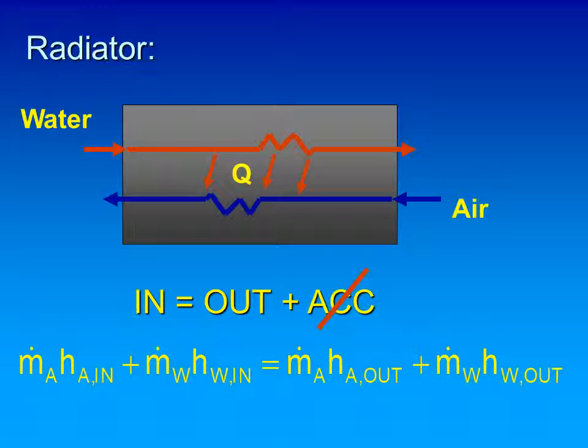So the energy balance becomes, if I neglect the changes in velocity of the water and the air, and they're fairly small, then the energy per mass of air is the enthalpy. So the mass of the air times the enthalpy of the air in plus the mass of the water times the enthalpy of the water in is balanced by the same going out. So it's a fairly simple energy balance.